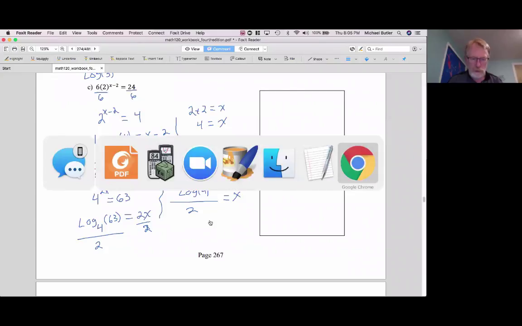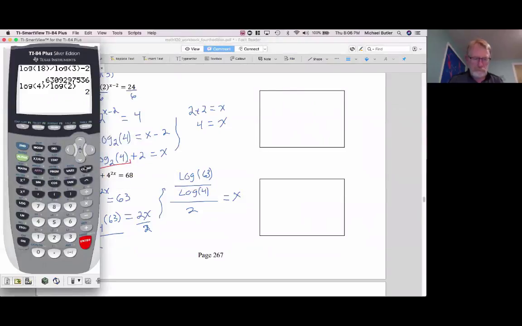So let's go ahead and do that. Okay, so we've got log of 63 divided by log of 4, divided by 2. So that's our decimal approximation right there, okay? 1.494 out to 3 places. Can I stop there at this one, or do you want me to do any more with it? It's fine. All good? Okay, cool. I'll let you finish it up from there.